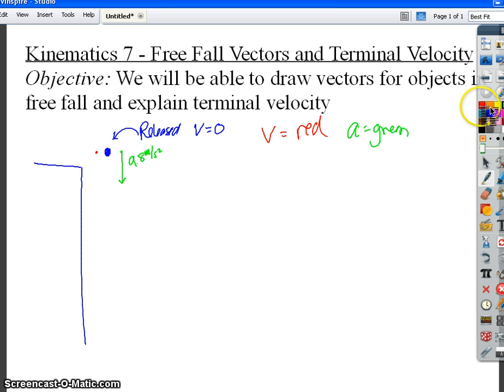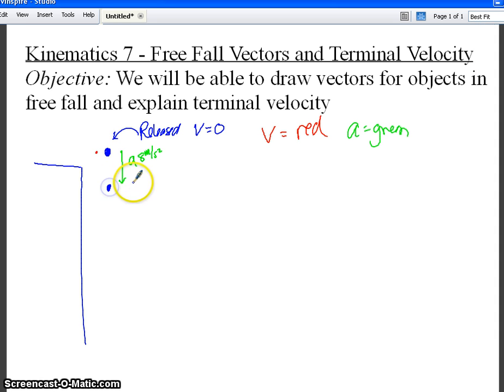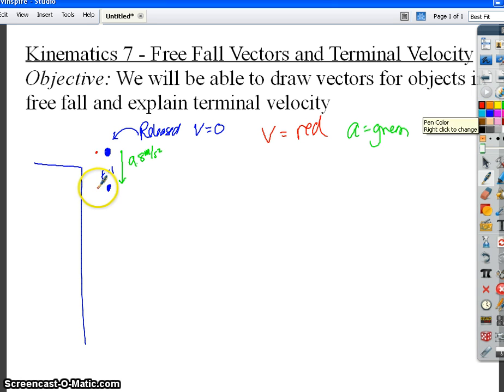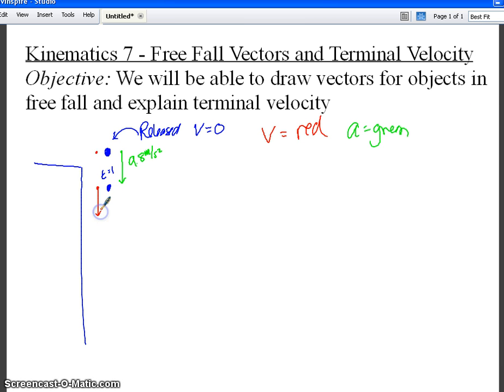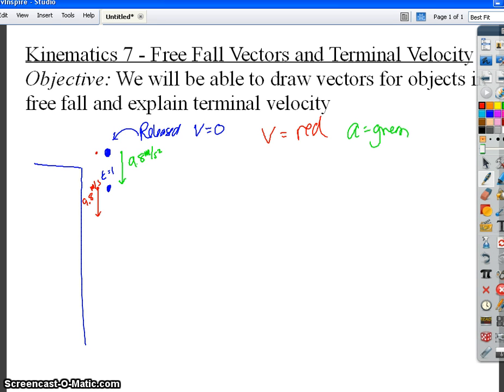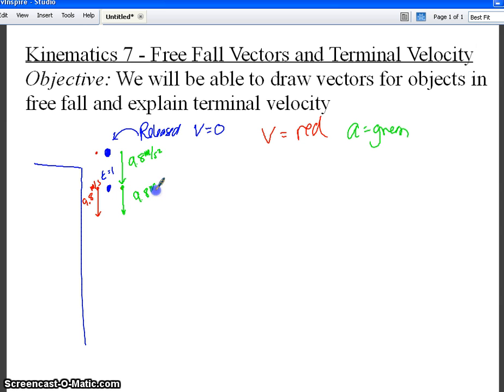So after 1 second, the ball is going to be right here. We'll say that's t equal to 1. We will have a velocity vector. This velocity vector is going to be pointing down because it now has a velocity, and that velocity is going to be 9.8 meters per second because it accelerated 9.8 meters per second squared. So in 1 second it gained 9.8 meters per second, and the acceleration is going to be constant, so the acceleration at this point right here is going to be 9.8 meters per second squared.